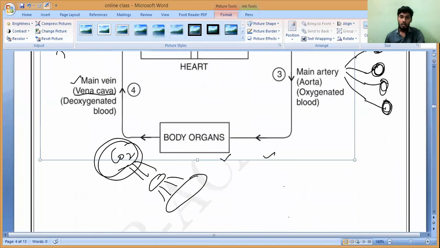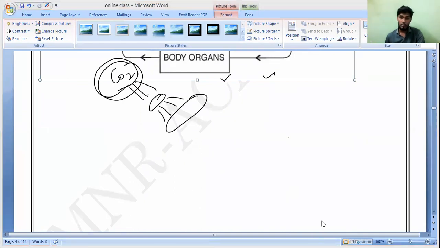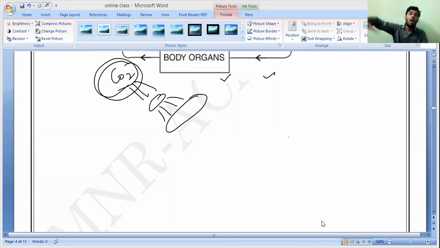Till here I will stop. So this is all about the human circulatory system, which is a double circulatory system. Why should we call it double circulation? Because the blood travels twice through the heart. One time oxygenated blood, another time deoxygenated blood. The blood travels twice through the heart in one complete cycle.